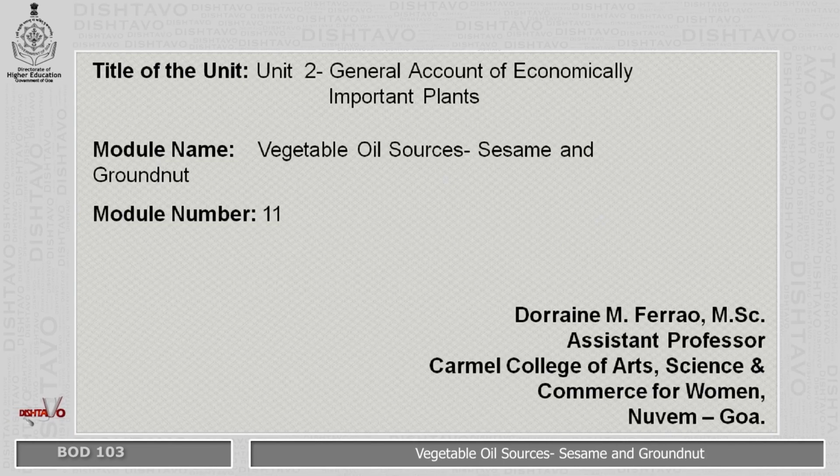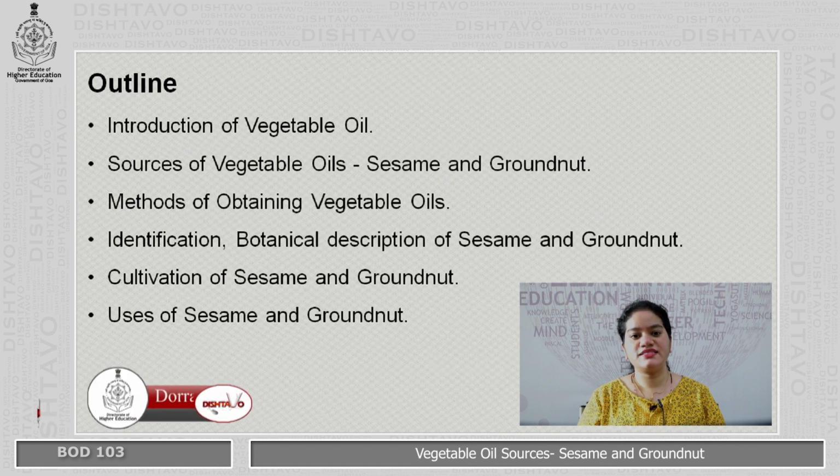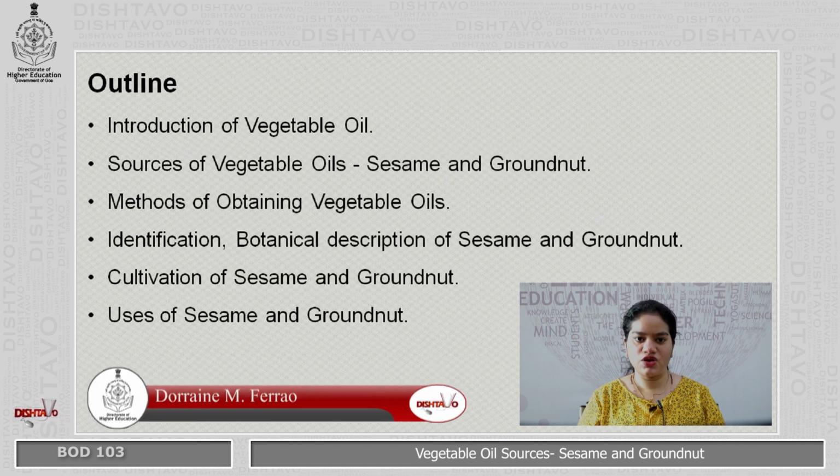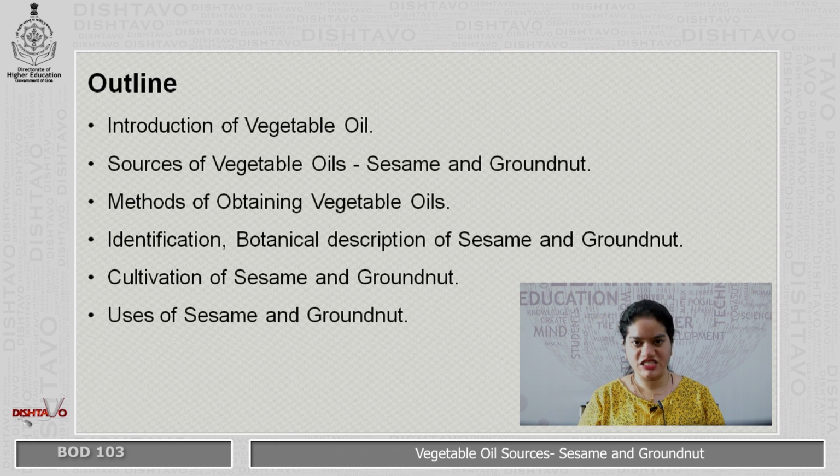We are going to study the module vegetable oil sources. In that, we are going to study about sesame and groundnut. In this module, we are going to see the introduction of vegetable oils. We are going to learn about the sources of vegetable oils, that is sesame and groundnut. We'll study the methods of obtaining vegetable oils. We are going to see the identification and botanical description of sesame and groundnut.